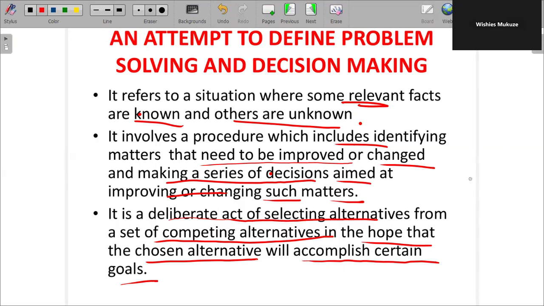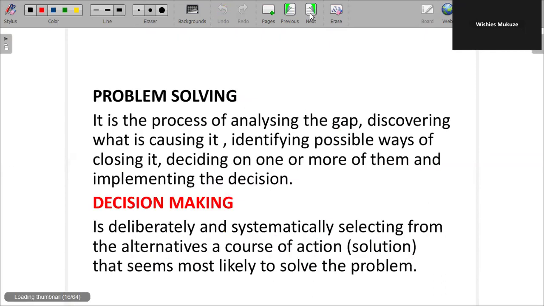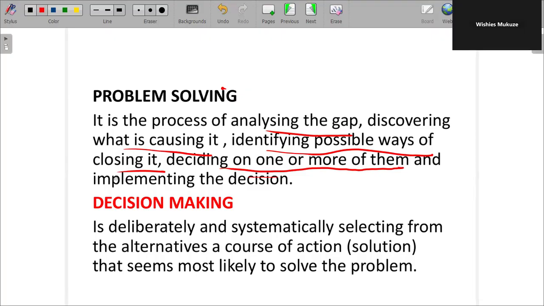So let's define problem solving again. When you are solving a problem, it means that you are analyzing the gap. We are discovering what is causing it. You're identifying the possible ways of closing it. And also, you are deciding on one or more of them and implementing the decision.